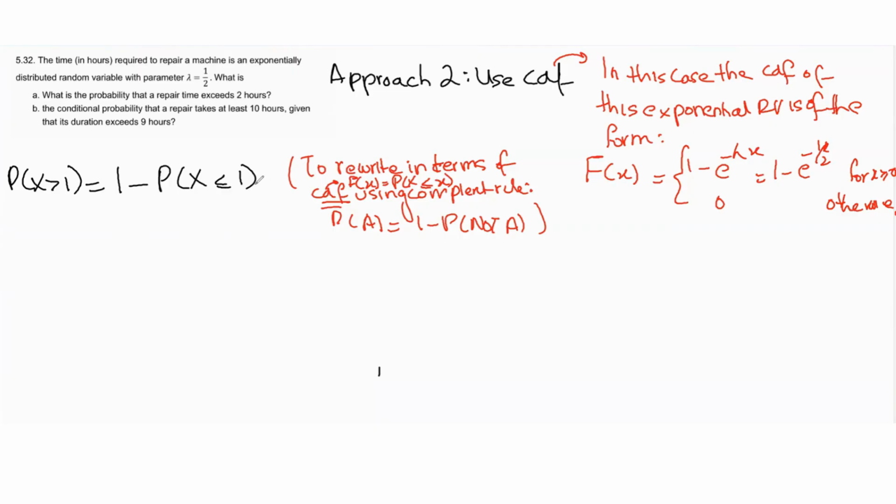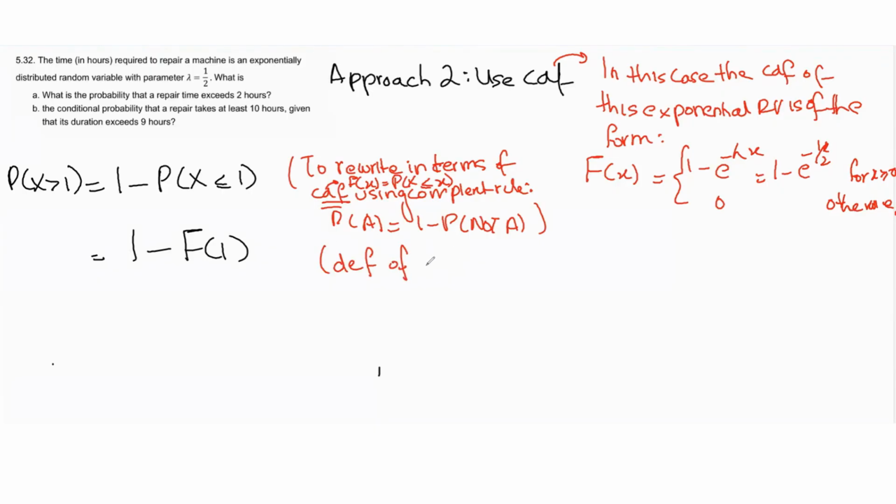If we want to evaluate it using the CDF of x, we need to first use the complement rule to rewrite it in terms of the CDF, because the CDF is defined in terms of less-than-or-equal-to probability. In the case of a continuous random variable, the equal to sign does not matter. Now I've written this in terms of the CDF of x, and then I can write this as 1 minus F(1). The probability x is less than or equal to 1 is essentially F(1), using the definition of the CDF.